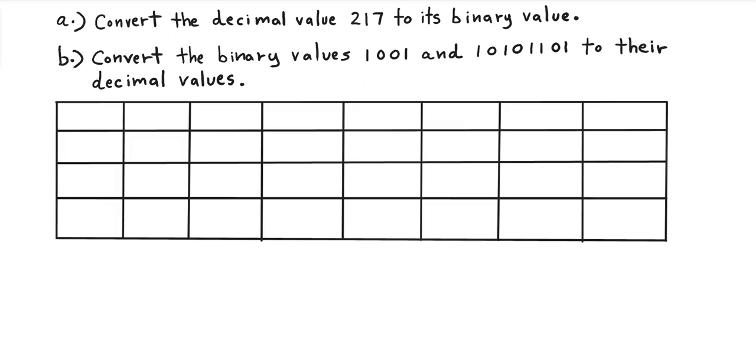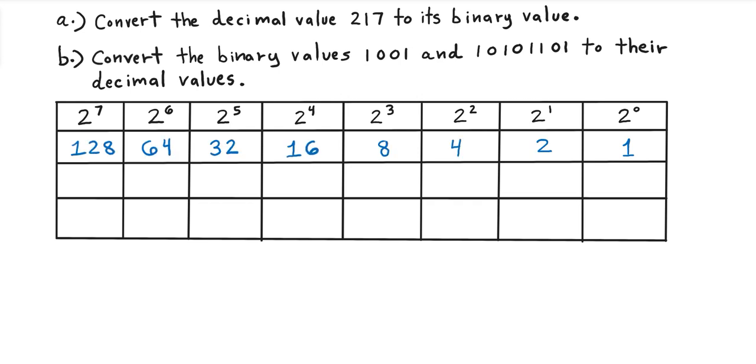So the first step is to establish a base 2 binary chart, and this is up to 8 digits. Usually a chart like this will be on your exam as a reference. So from this point forward, we can start with A, and we have to convert 217 to its binary value. The first step is to choose the largest value, the 2 to the 7th power switch.